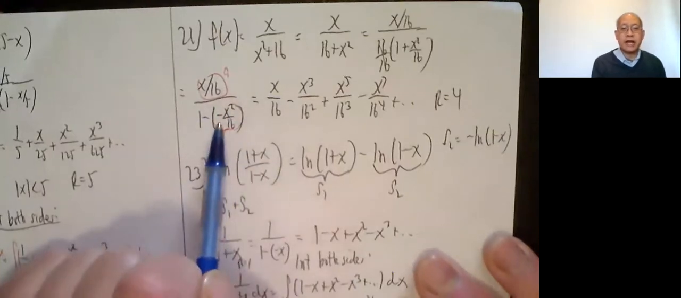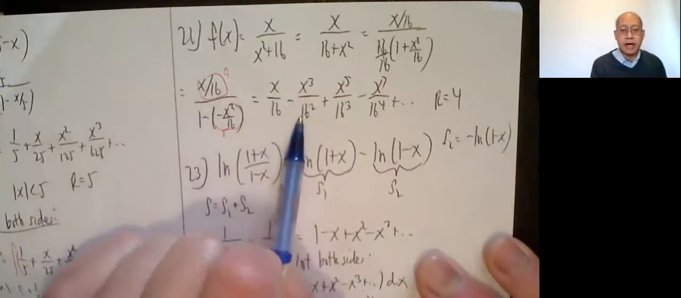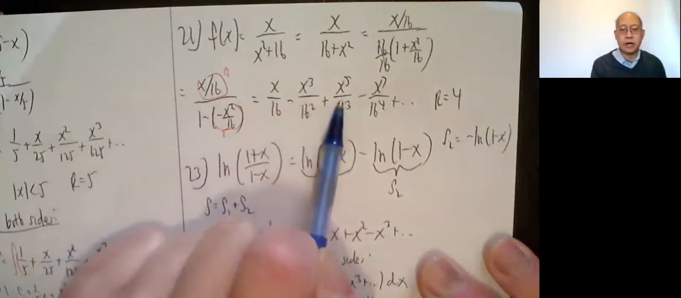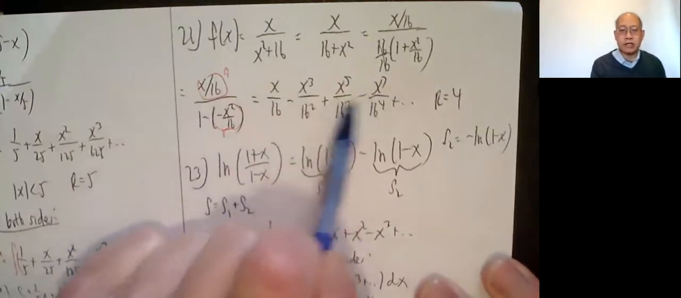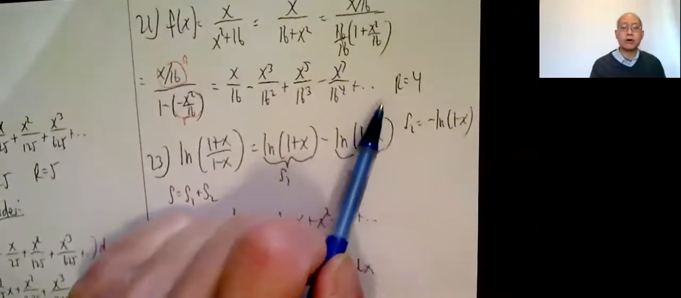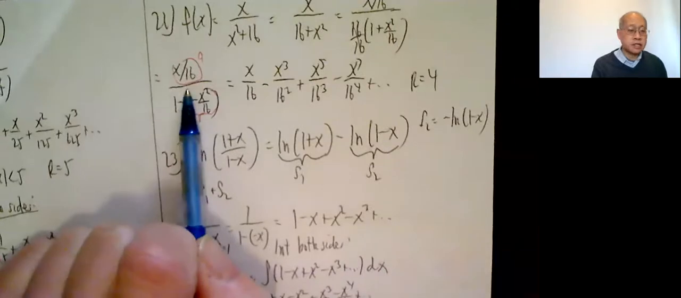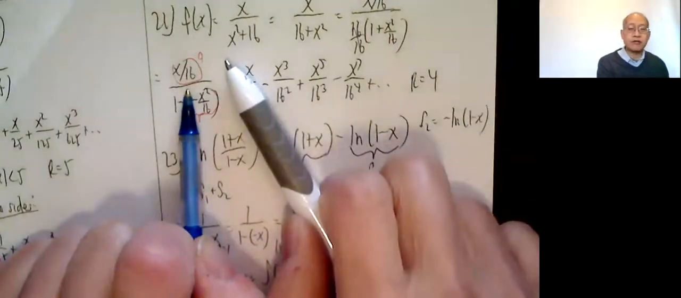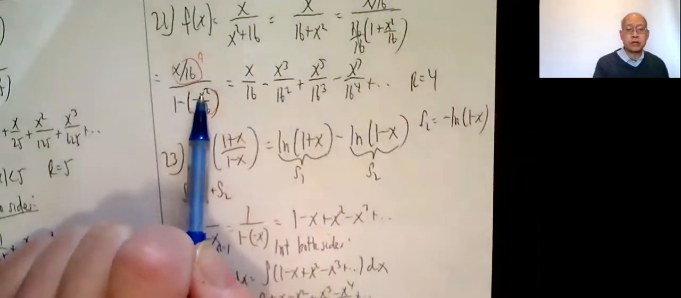So first term is x over 16. Then you multiply by negative x squared over 16. You get that. Multiply that by negative x squared over 16. You get that. And multiply that by negative x squared over 16. Looks like that. So here's 4 terms. Radius of convergence is 4, because if you want this thing to be less than 1 in absolute value, then x should be less than 4.